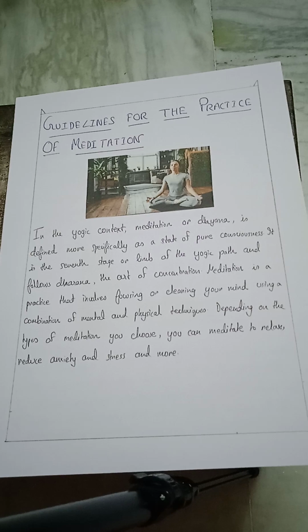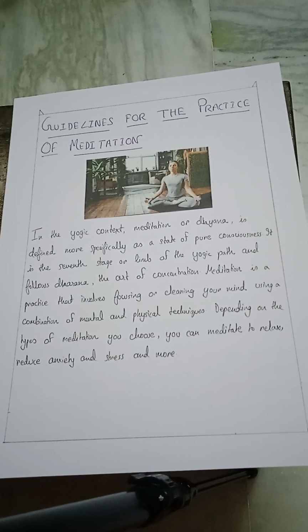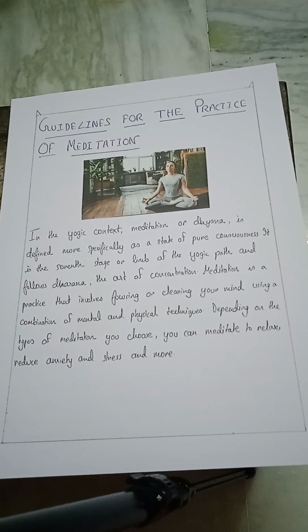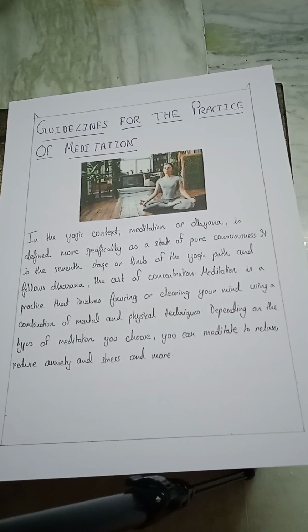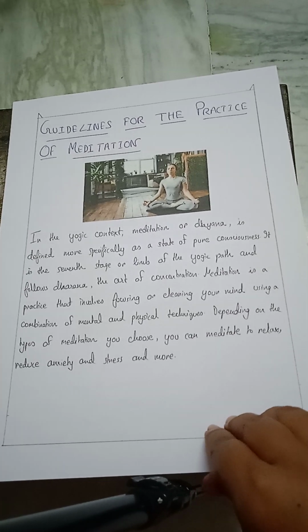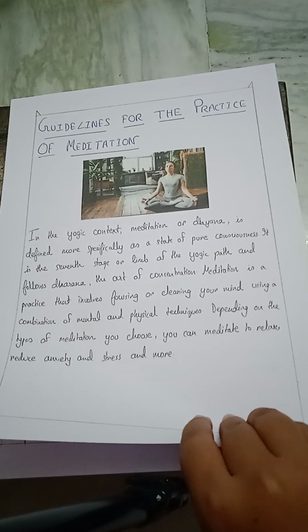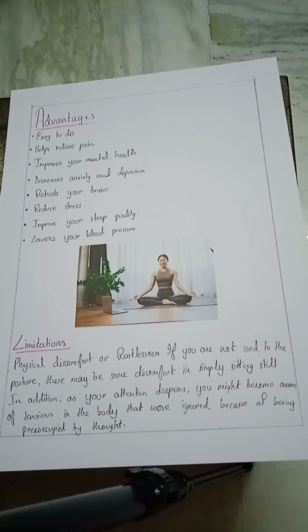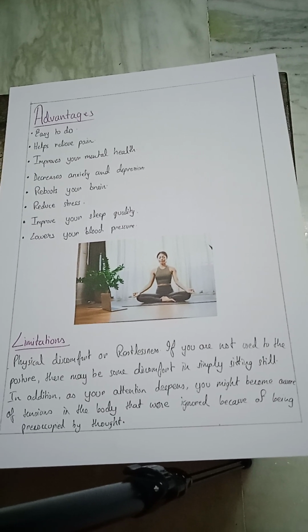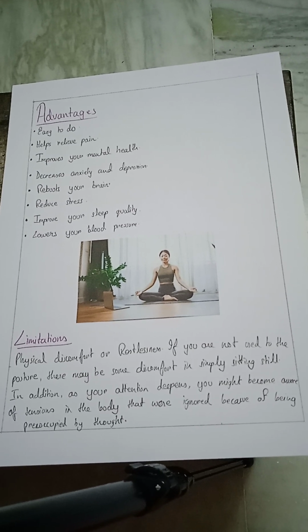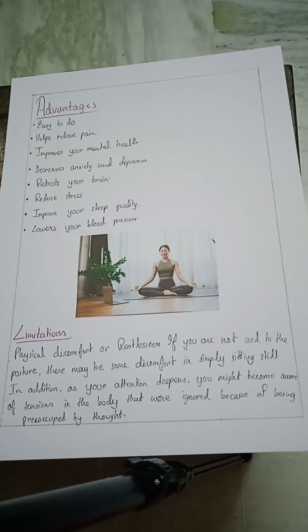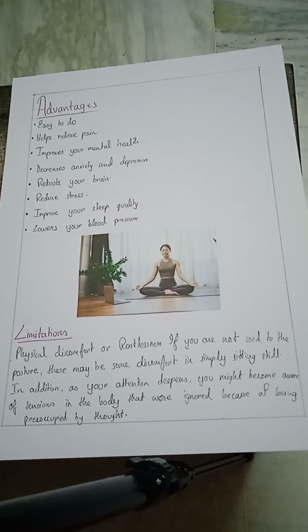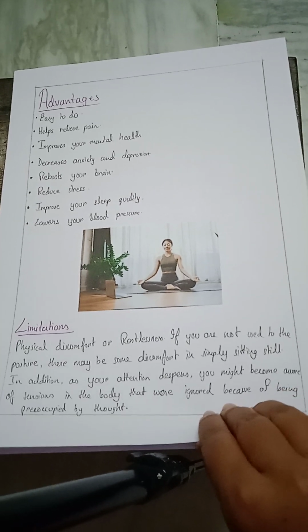Then the last comes the guidelines for the practice of meditation. Here also, how meditation is done and why it is done, you have to write in the definition part. Next comes the advantages and the limitations. Here in advantages I have given very small points, as you can see. Then I have again given the limitations in a paragraph.